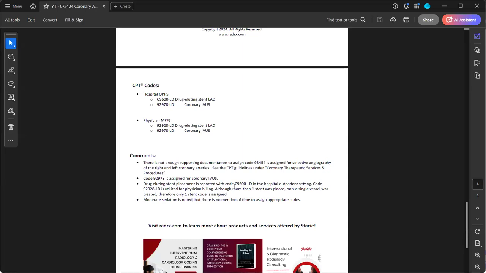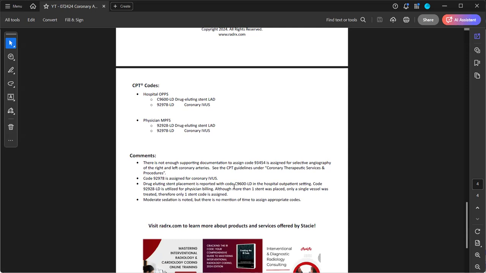Now notice that these codes have LD on them at the end. What you want to make note of whenever you're looking at coronary revascularization procedures, which would be your angioplasty, your stent, your atherectomy, for example, is that there are 5 main vessels that are identified for coding purposes. There's the left main, the left anterior descending, the left circumflex, the right coronary, and the ramus intermedius. Some of these vessels actually have designated branches as well.